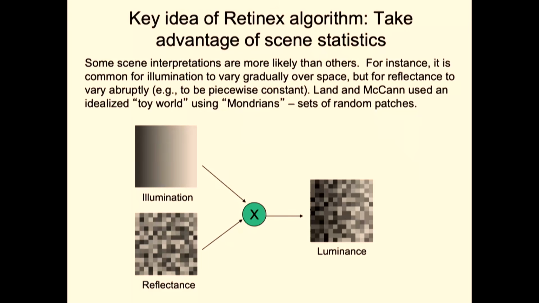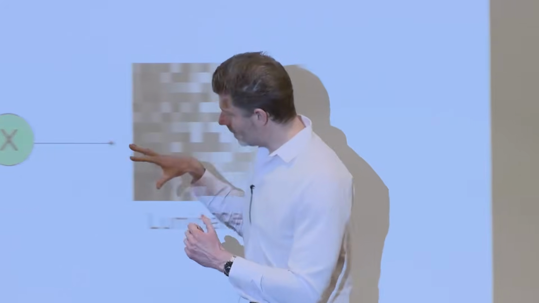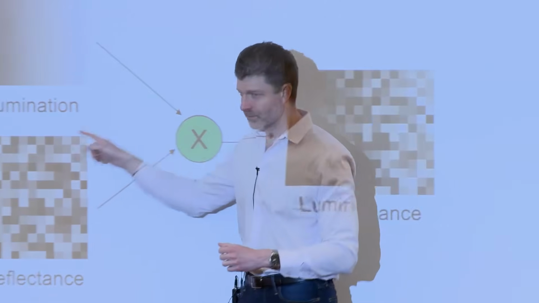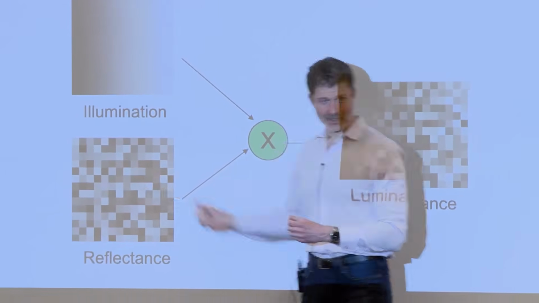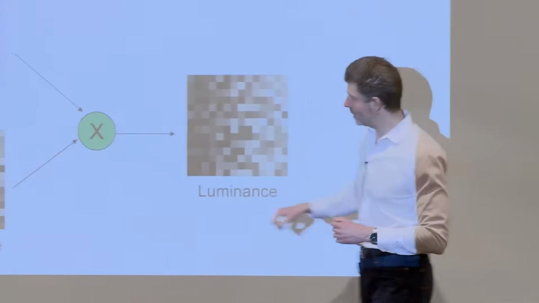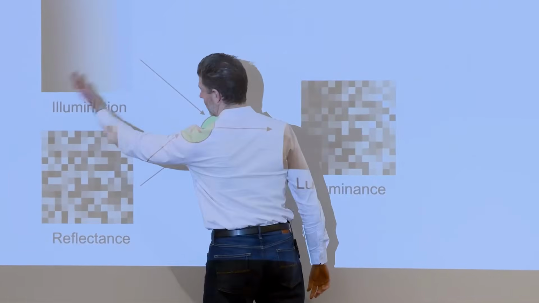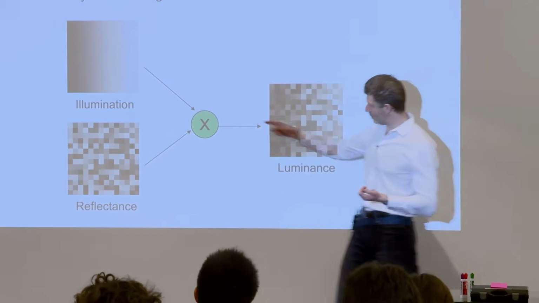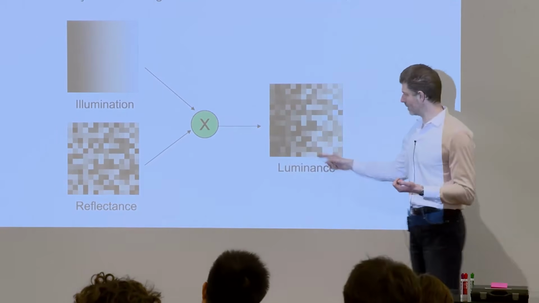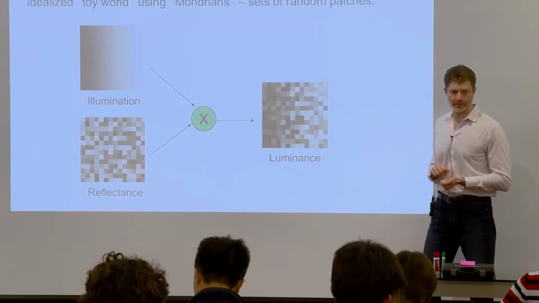All right, and so to explore the consequences of these generative assumptions, Land and McCann use this other very influential approach of employing a toy world. So they used images that they called Mondrians, so sets of random patches. So the proposal is that this is an approximation of the world. Right? So this is reflectance, an image that consists of all these patches of different reflectance values, and then the illumination would vary gradually, and then to generate the image that would be observed, you multiply these two things, okay? And this gives you the luminance image, okay?